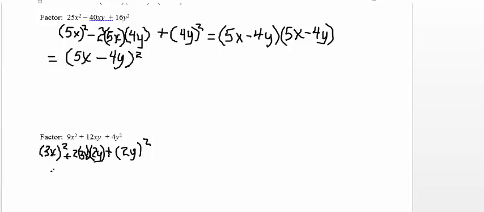So then this is the square of a binomial sum. Now notice I know this is a sum because that's the operation in front of the middle term. So the operation in front of the middle term always determines the operation of the binomial that gets squared. So this is the square of a, which is 3x, plus b, which is 2y.